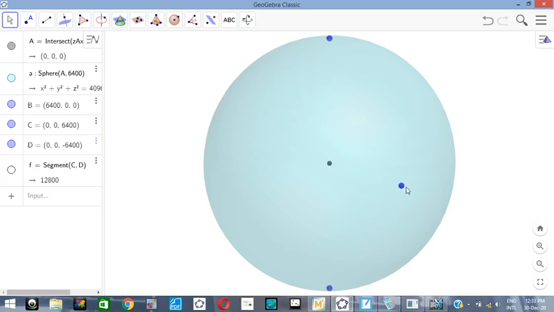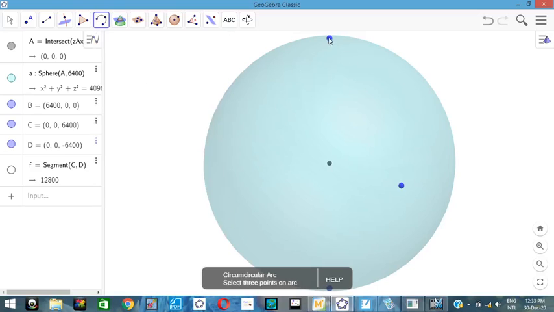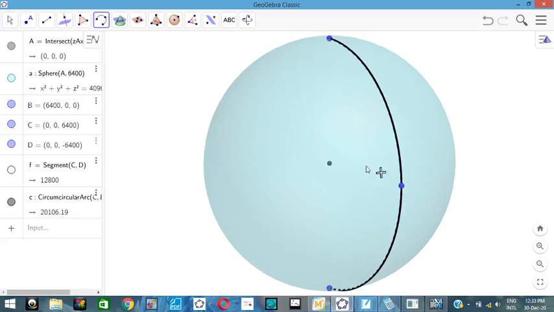Then this is just a reference point. This is where I'm going to reference my longitude. So let me put my longitude. Let's get our reference point. So I start with this. From here down to here, down to here. So this is my reference longitude.